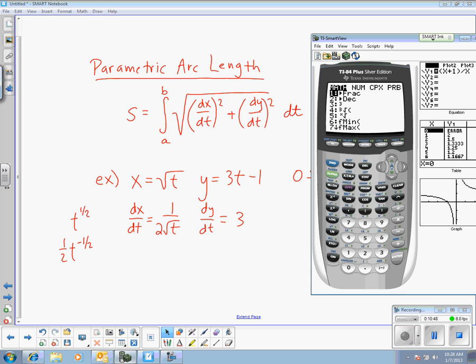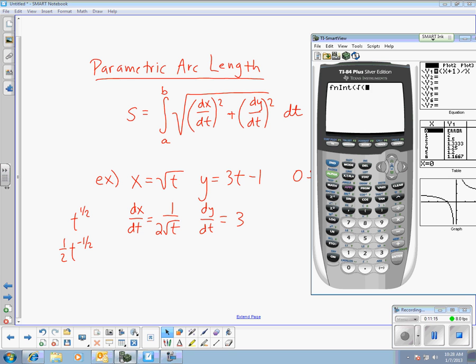So I integrate these with Math 9, fnInt. And the three things you need to plug in are the function, the variable, and the a and the b value, the starting and the stopping points. I know some of you find integrals by using the graph, and that would be fine too, but I like this way. So the thing that I am integrating is a big square root. And underneath that square root are my x derivative squared and my y derivative squared.